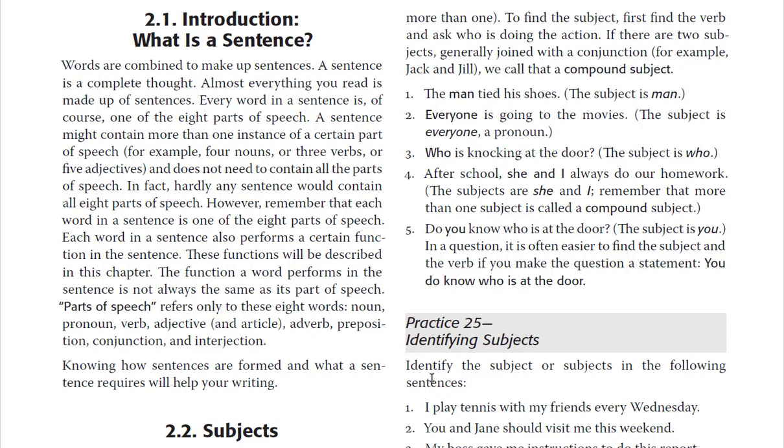The man tied his shoes. So here, the man is the subject. Tied is the verb. His shoes is the object. The subject usually comes before the verb, while the object comes after the verb.